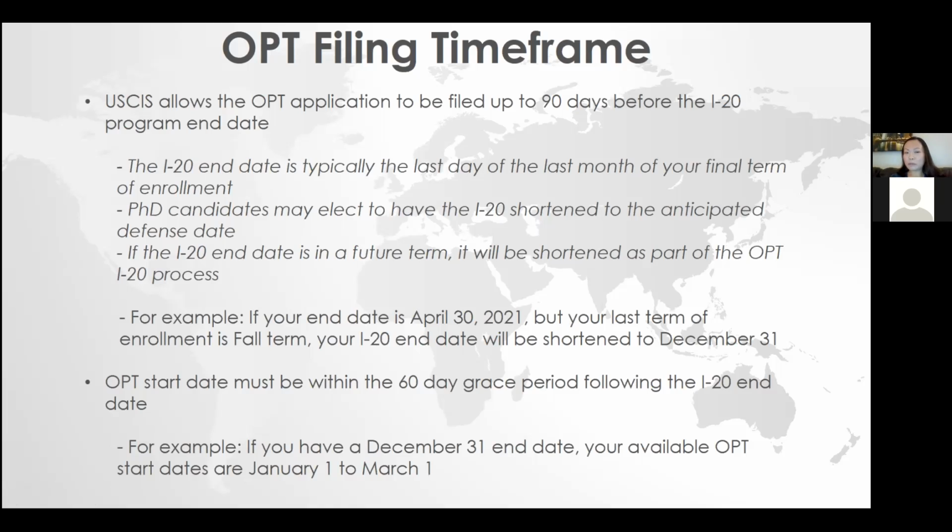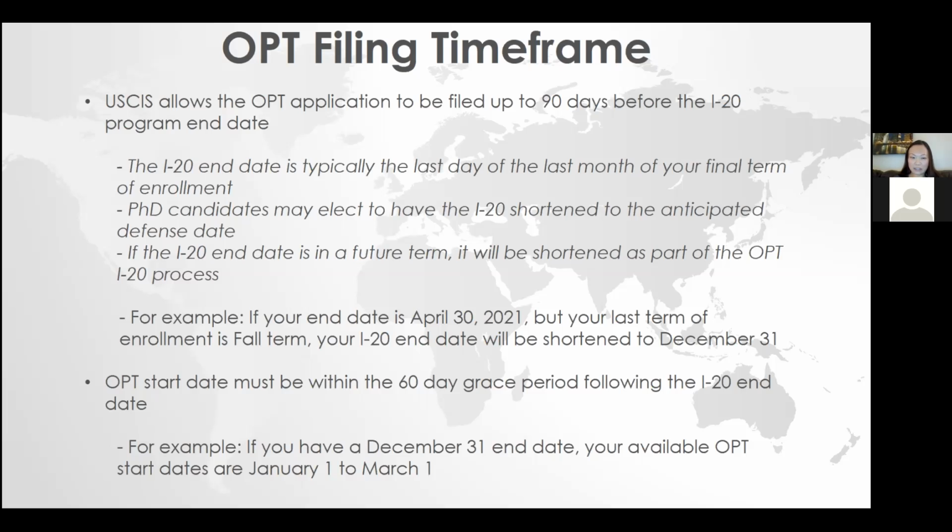I think a lot of you probably have I-20 end dates in the future, so if you are graduating early ahead of what's on your I-20 end date, just keep in mind that the end date will be shortened to your last term of enrollment as part of the OPT I-20 process. So for example, if your end date is April 30th, 2021 on your I-20, but fall 2020 is your last term of enrollment, as part of that OPT process, we're going to shorten your I-20 end date to December 31 of 2020.